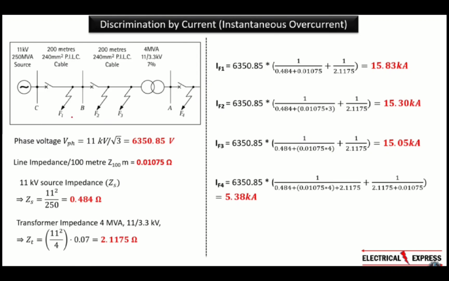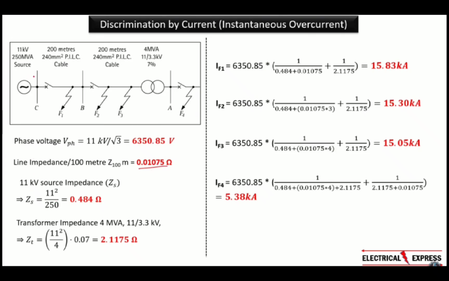Now here we have taken 4 conditions F1, F2, F3, F4: what will be our fault level here, what will be the fault level in F2, how much will it be in F3, and how much will it be in F4? So you can see its calculation: our phase voltage will be 11 kilovolts divided by root 3, because ours is an 11 kilovolt system. So the phase voltage will come to 6350.85 volts. Now line impedance at 100 meters. You can see that the line impedance at 100 meters given to us is 0.1075 ohm. So this data has been provided to us.